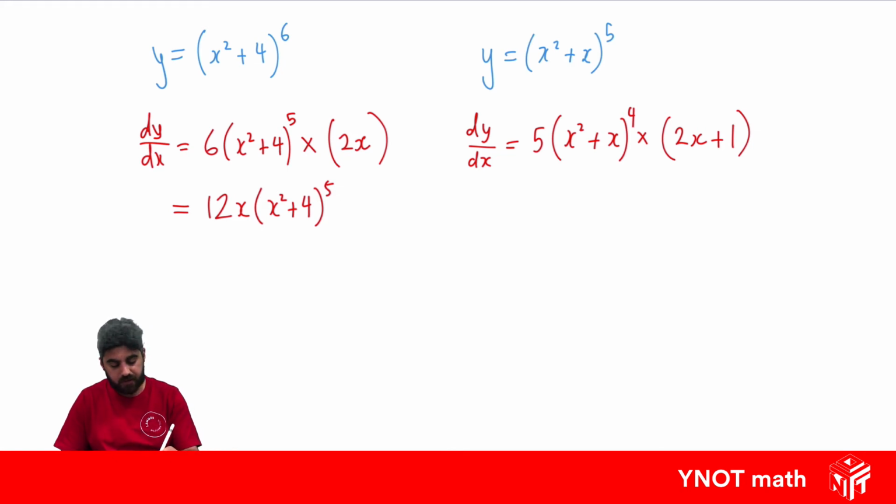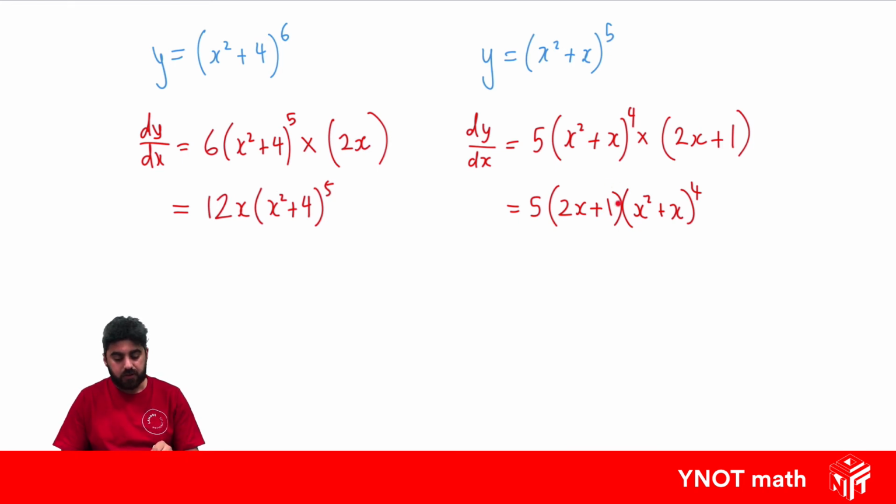And we can tidy this up a little bit, writing 5 outside of (2x plus 1) outside of (x squared plus x) all to the power of 4. I usually write my brackets with the lowest power first, but it doesn't matter technically the order you write them, because it doesn't matter when you multiply.